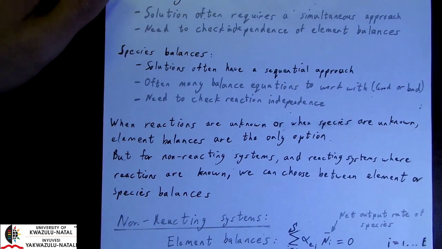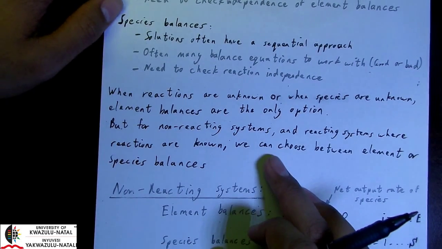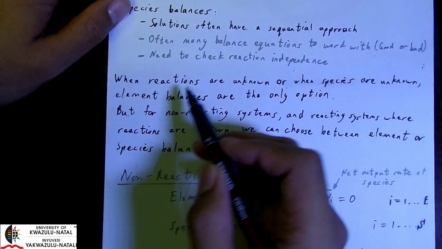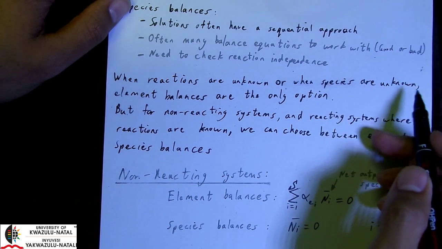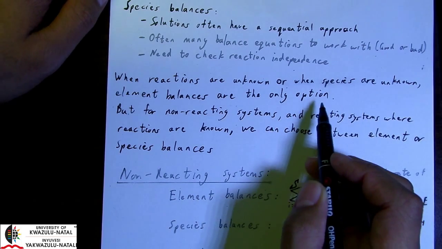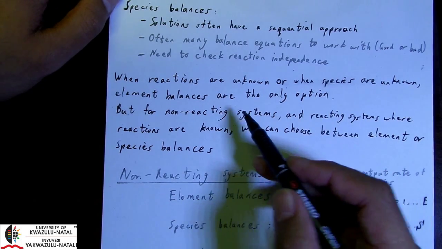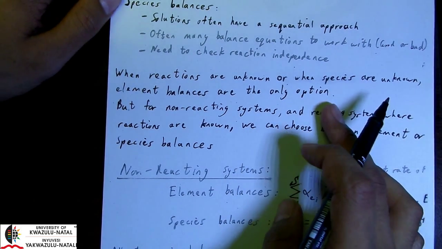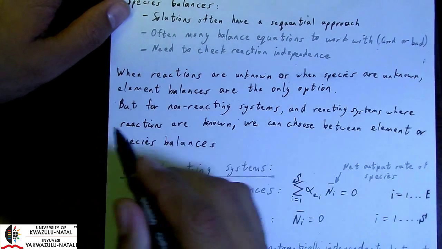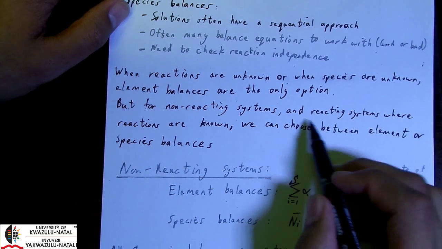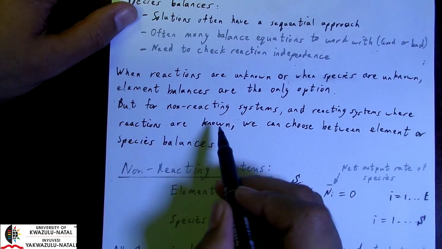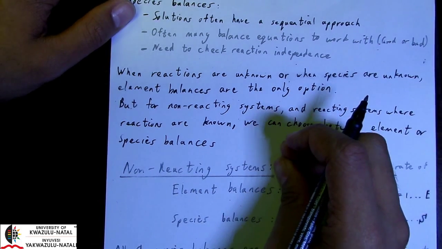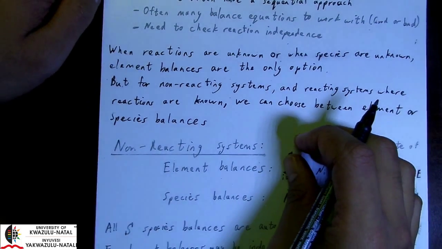So those are the advantages and disadvantages. But how do we make a choice? Now, when reactions are unknown or when species are unknown, then element balances are the only option. Okay, if we don't know what our reactions are and what our outputs are, it's impossible to do a species balance calculation. We would have to resort to element balancing. But for non-reacting systems, or for reacting systems where the reactions are known, we could choose between element or species balances. Let's look at a rigorous approach on how to make that decision.